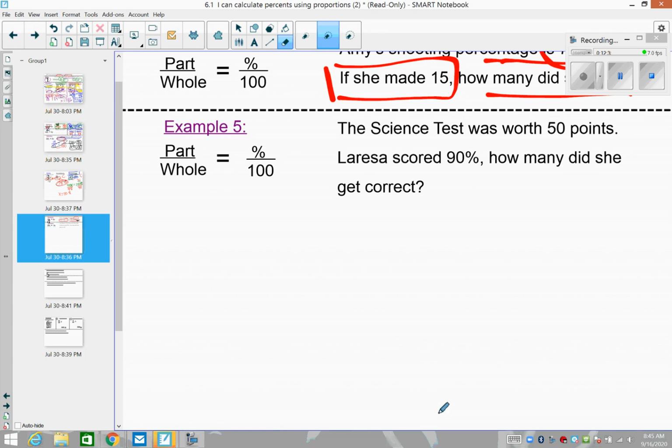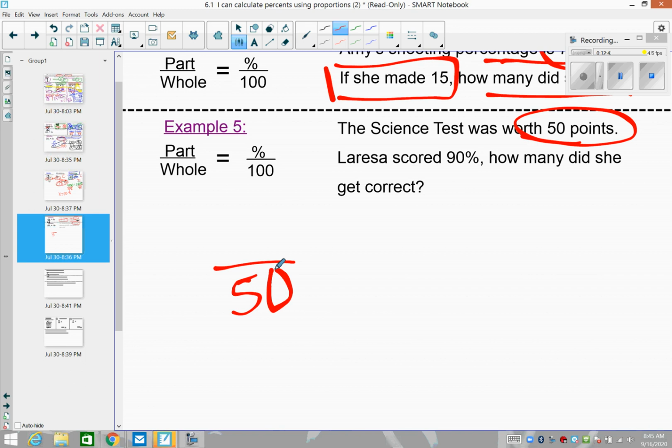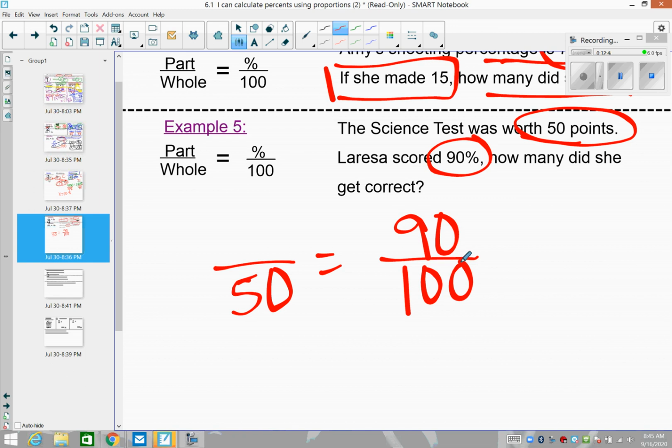All right, you should be unpausing the video. Let's see how you did. So the science test was worth 50 points. That means that of the 50 points, Larissa scored 90%, which means Larissa got 90 out of 100. So how many did she get correct if it's worth 50 points?